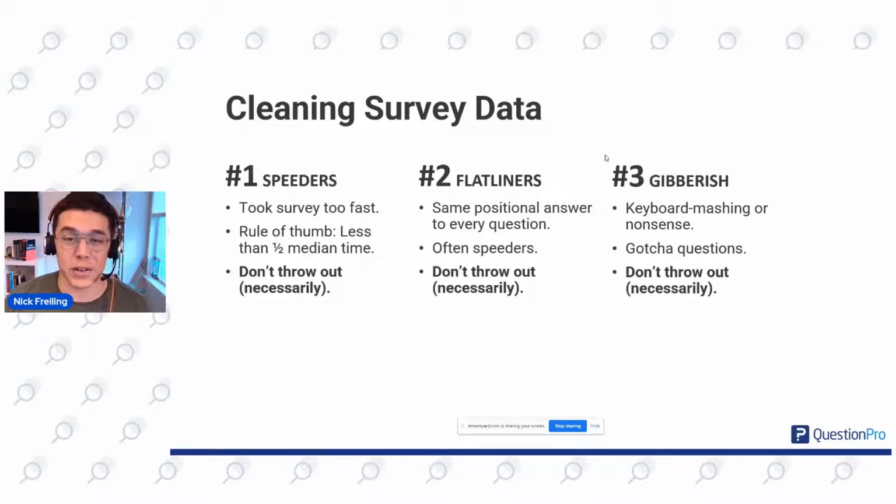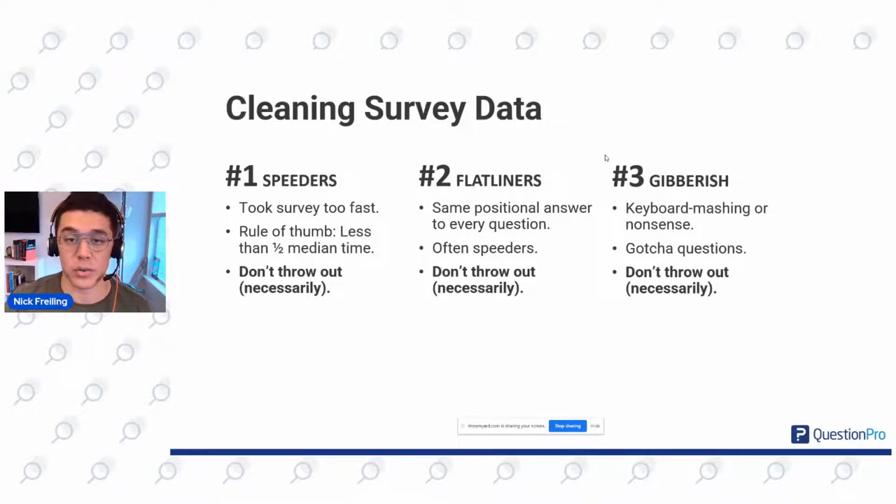Number two are flatliners. If they selected, like, the top answer option to every single question, they need to be flagged. Don't throw them out necessarily. They often are also speeders. If they're also speeders, then you throw them out. If they took their time through the survey and gave some thoughtful open-ended answers, keep them in your data set. Just flag them, because number three, if they also leave gibberish in open-endeds, then you need to throw them out. So you flag them so that you know, hey, if they're flagged on two of these three different things, they probably need to be discarded from your data set.